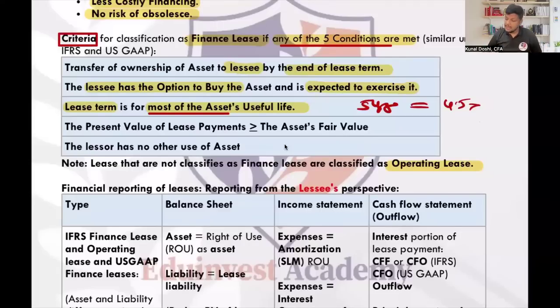Also, very important, the present value of all the lease payments. Suppose the total present value you pay of all the lease payments of the next 5 years is 100. If it is greater than or equal to the asset's fair value, greater than or equal to, not less than, okay? Then also it's a finance lease because you're paying most of the money of the asset. And finally, if after using the asset by the lessee, the asset is useless for the lessor, it has no use for the lessor, then it is called a finance lease. Any of the 5 conditions you meet, it's a finance lease. Everyone with me? Understood? Correct?